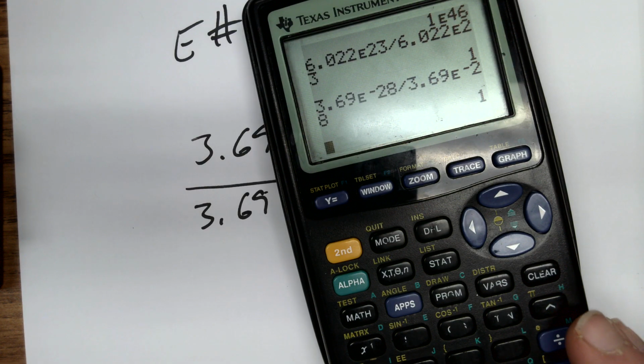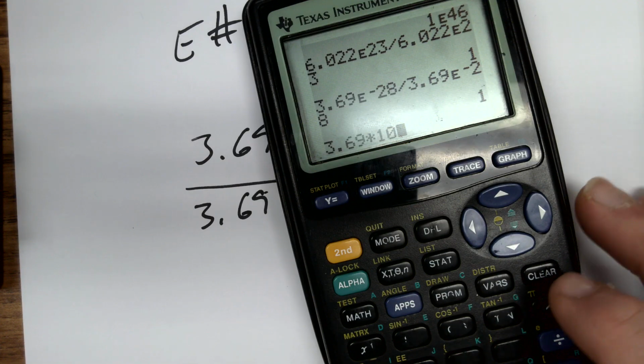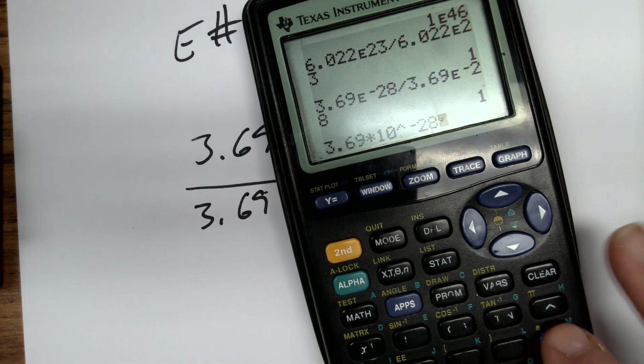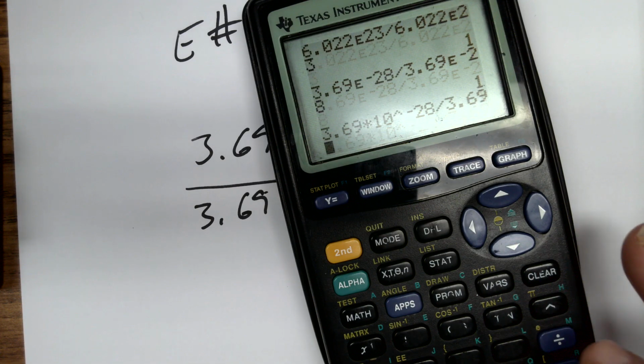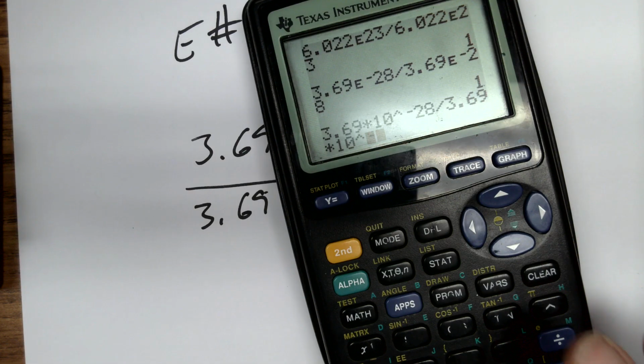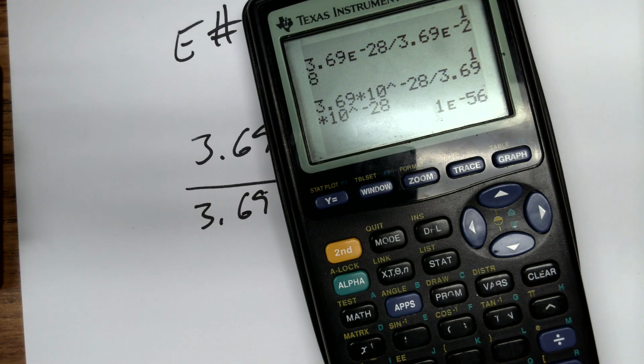If I didn't, 3.69 times 10 caret 28 divided by 3.69 times 10 caret negative 28, I get some crazy, ridiculous number. The calculator is telling me I'm putting it in wrong, if I get something outrageous.